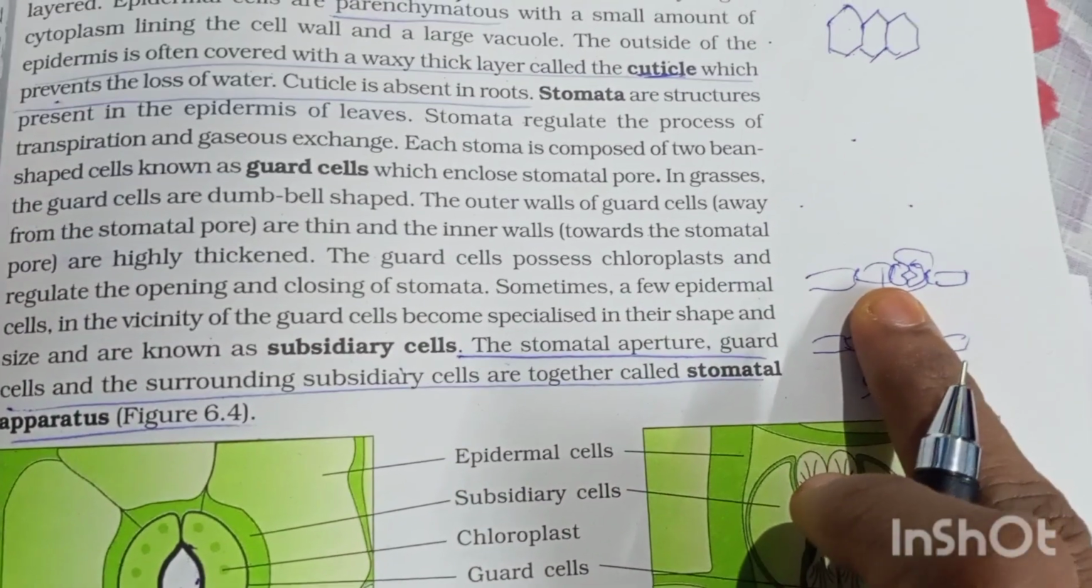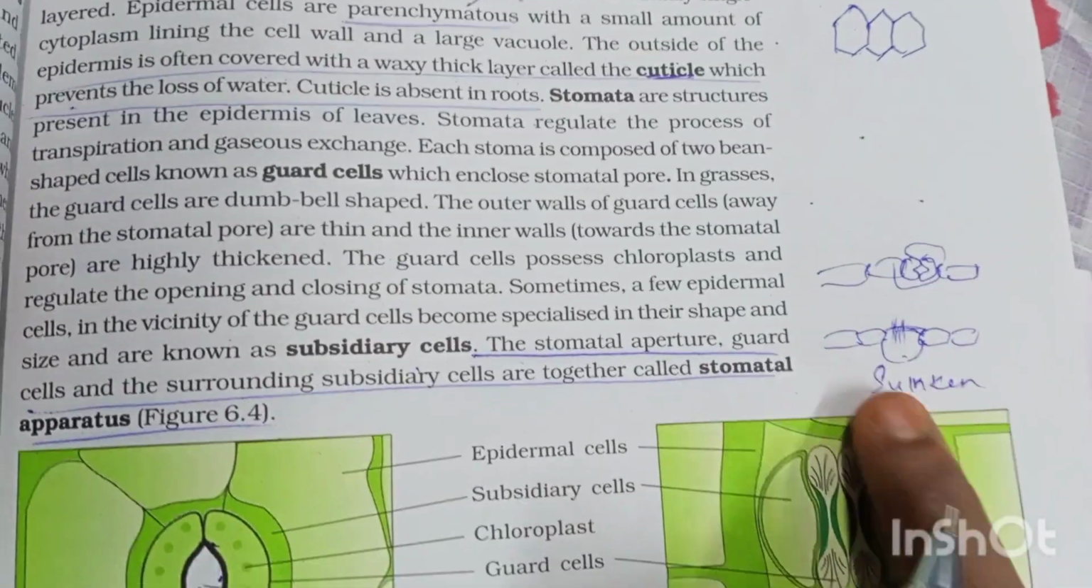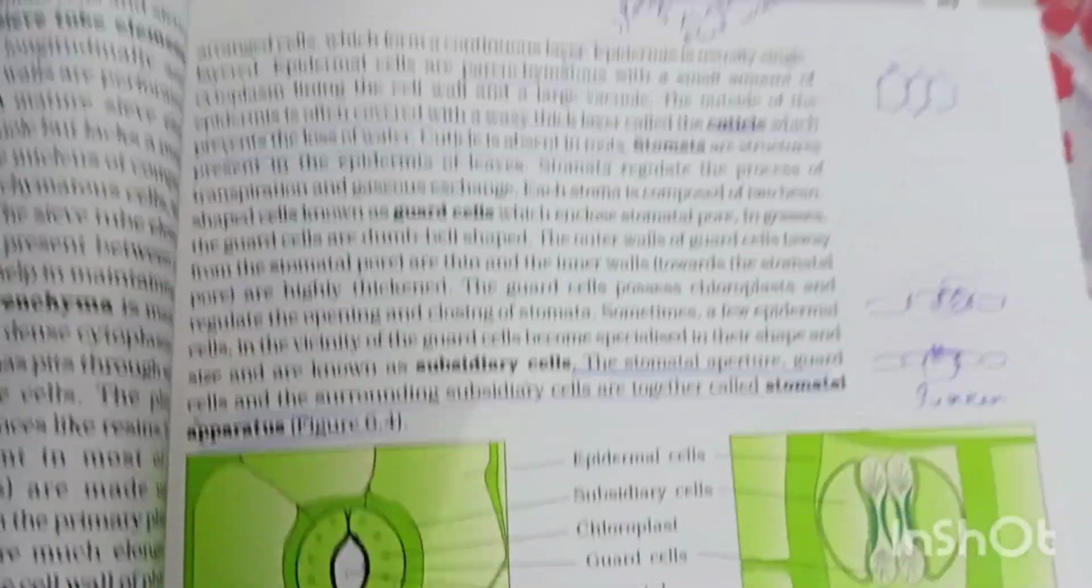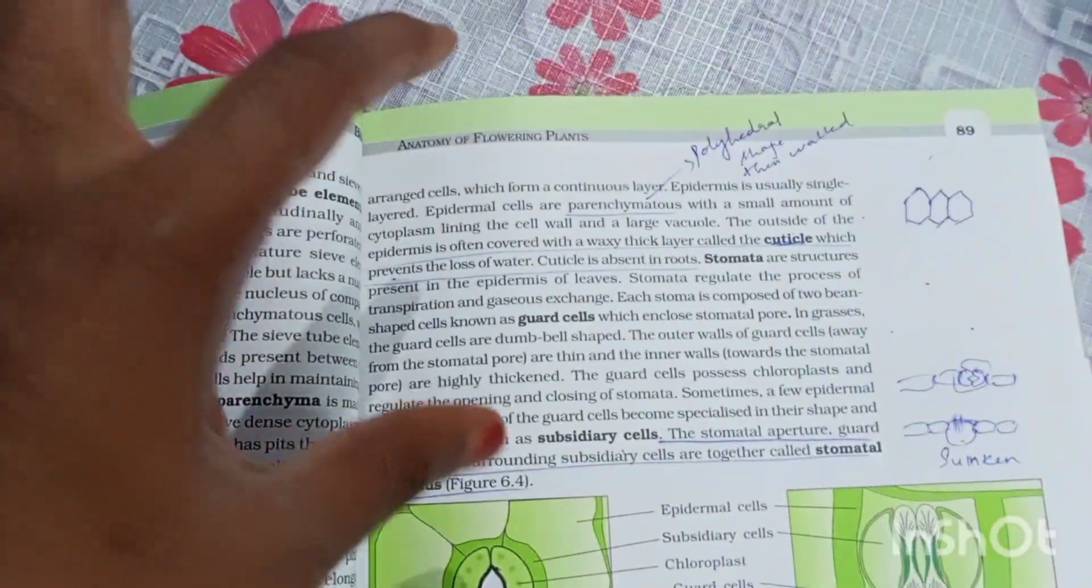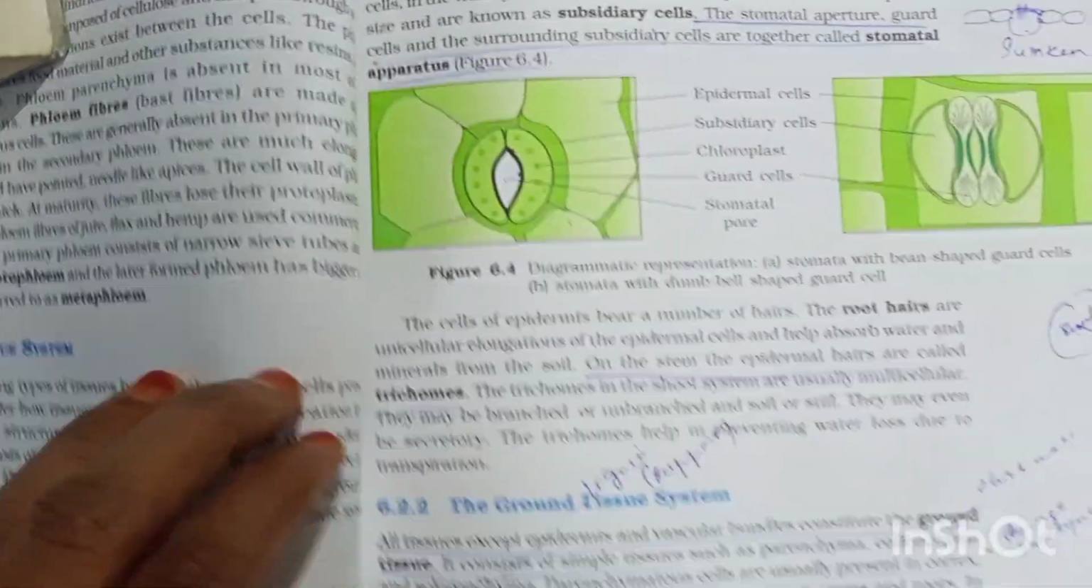Normally the stomata will be present on the outer layer. Here the stomata will be sunken. So that is what is about this epidermal tissue system.